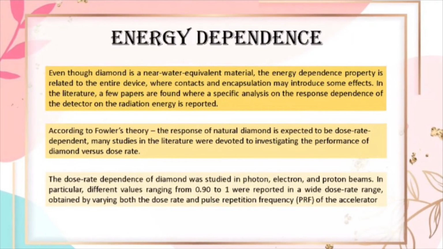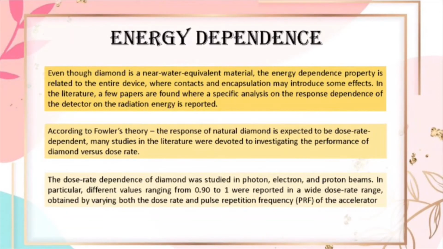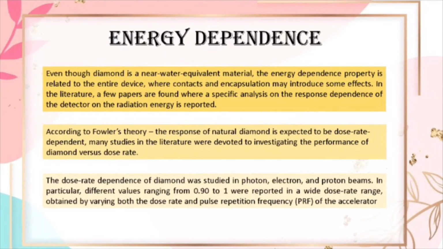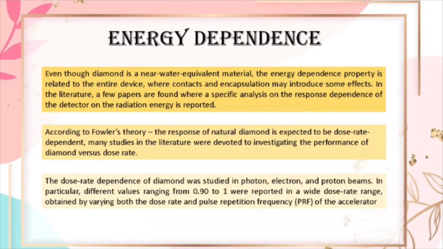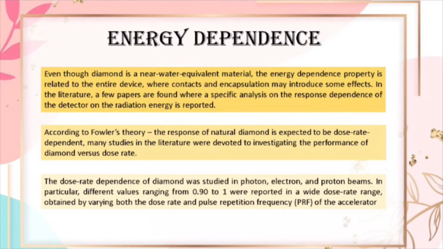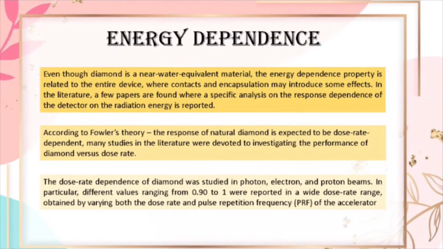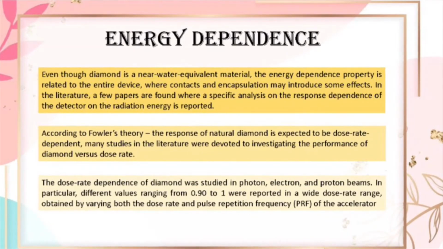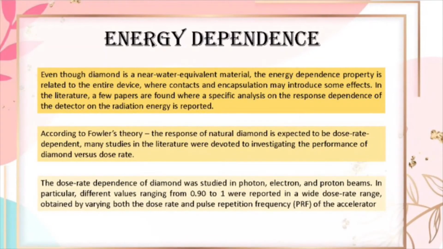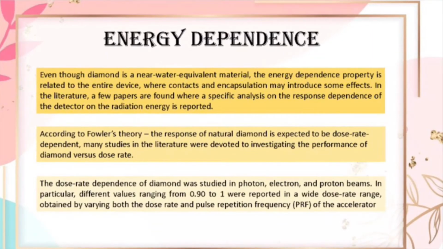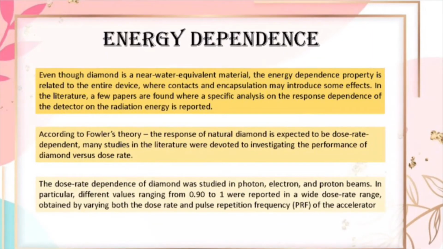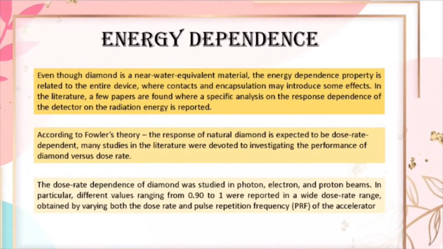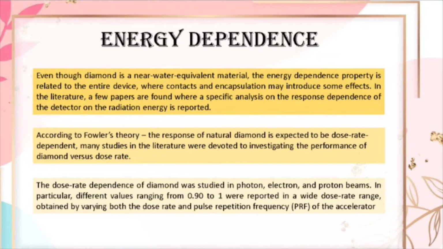According to Fowler's theory, the response of natural diamond is expected to be dose rate dependent. Many studies in the literature were devoted to investigating the performance of diamond versus dose rate. The dose rate dependence of diamond was studied in photon, electron, and proton beams. In particular, different values ranging from 0.90 to 1 were reported in a wide dose rate range obtained by varying both the dose rate and pulse repetition frequency, or PRF, of the accelerator.